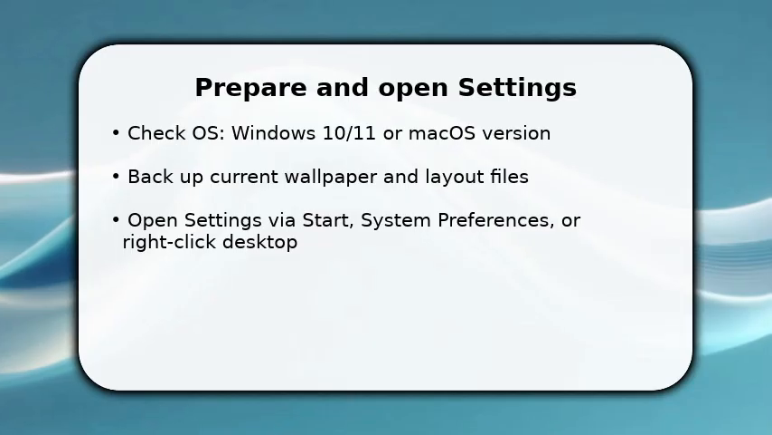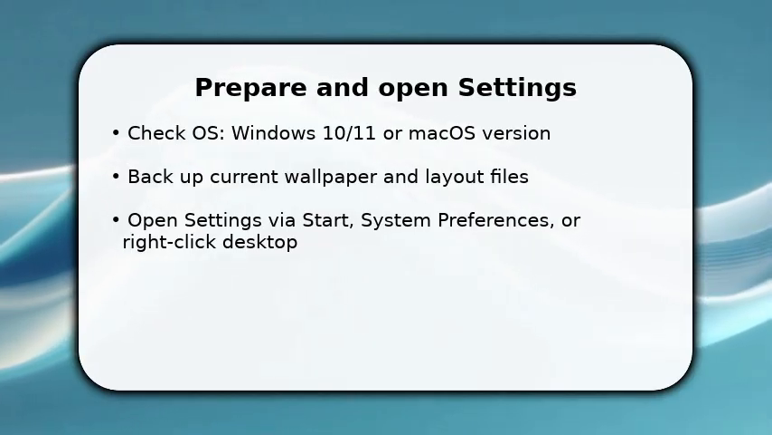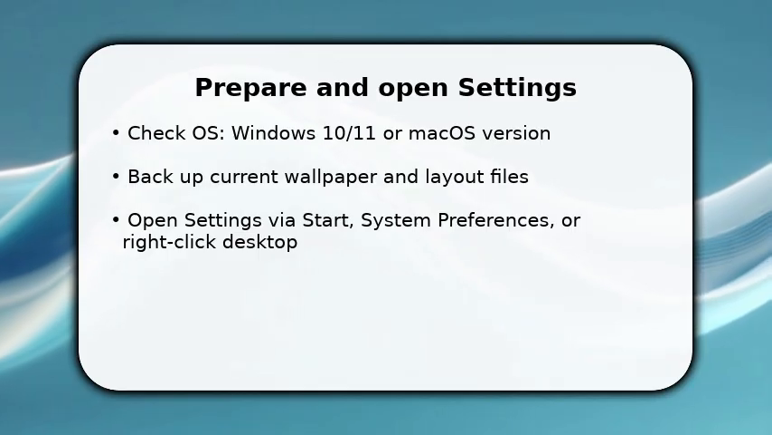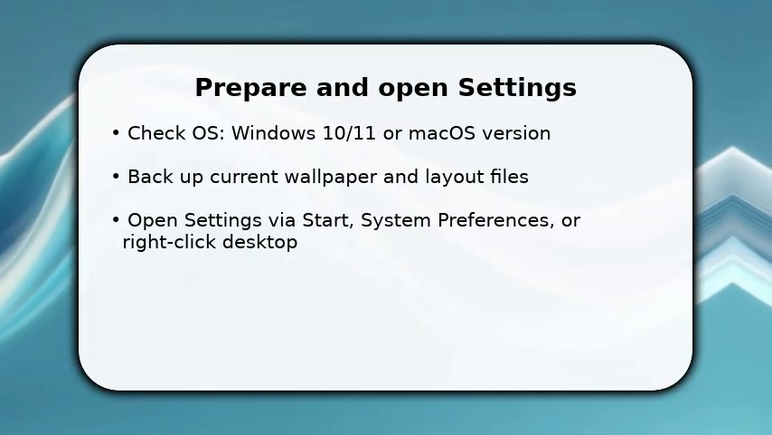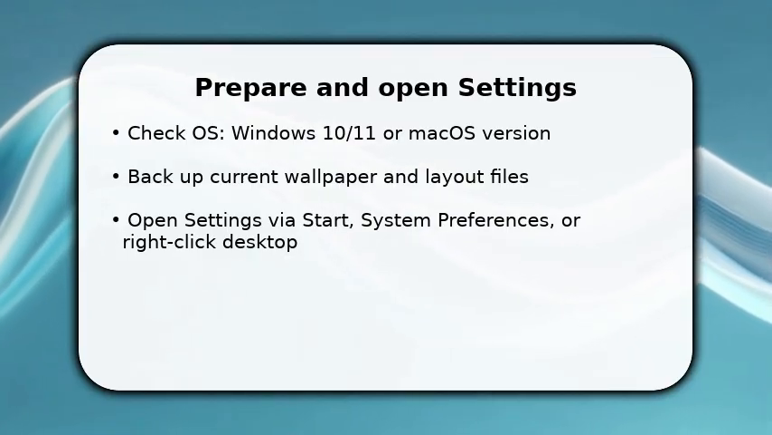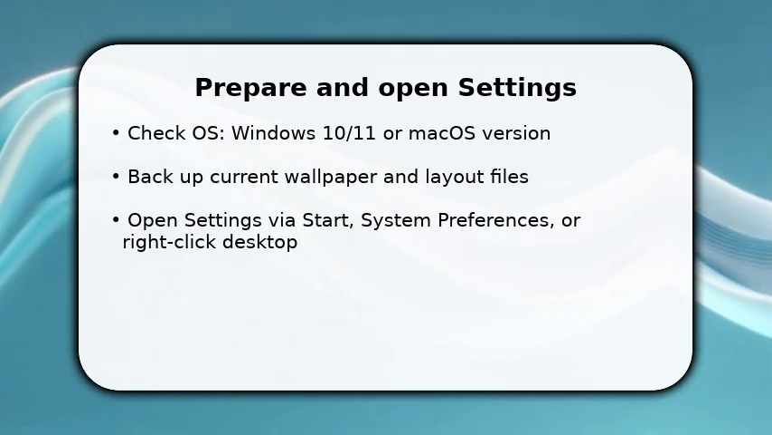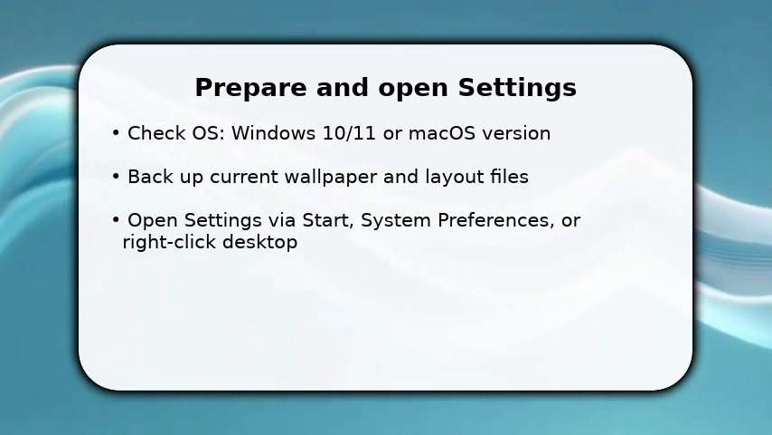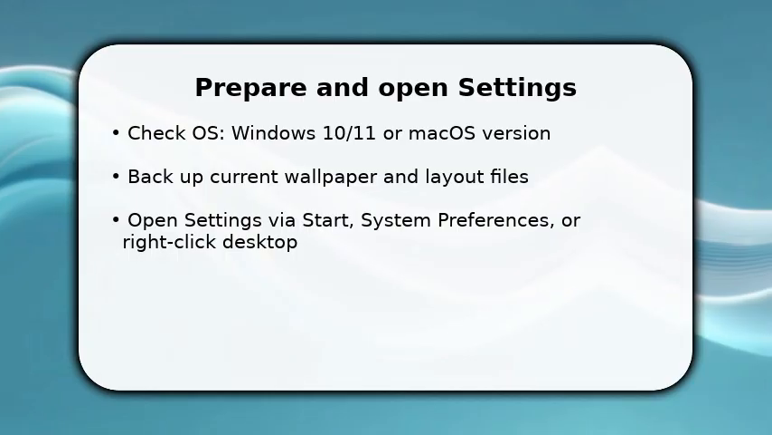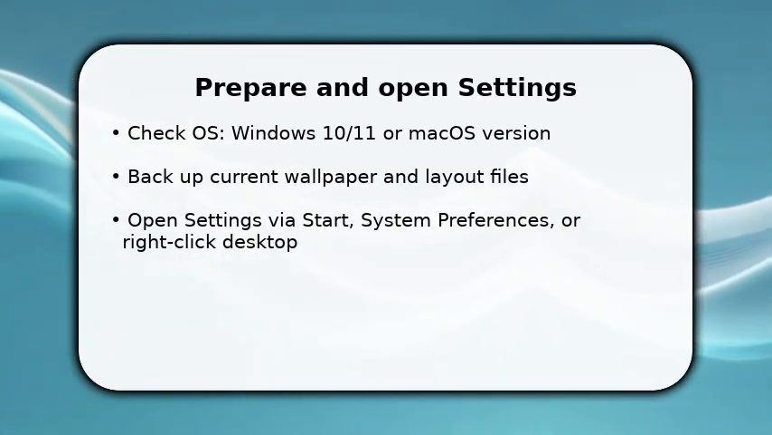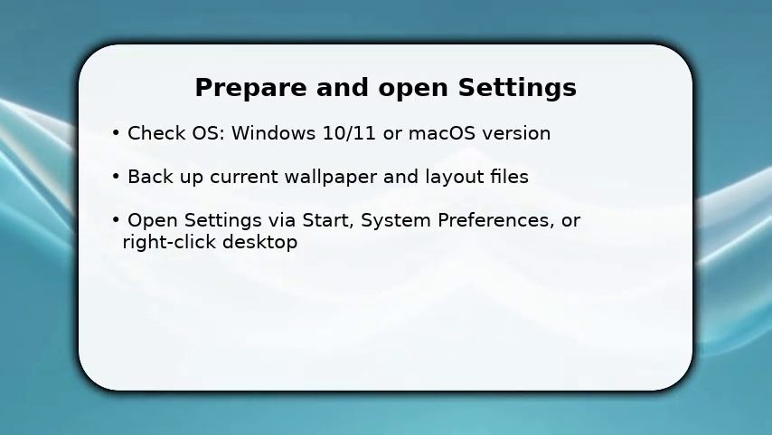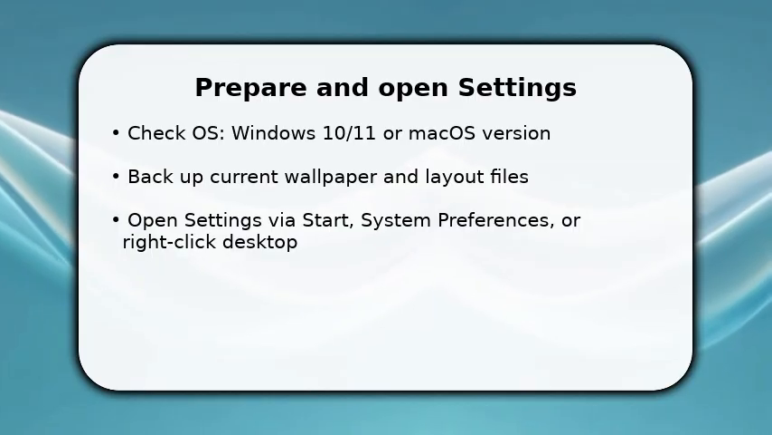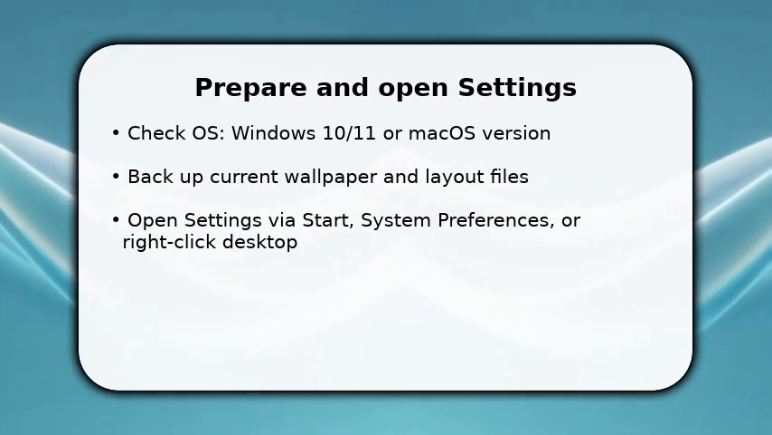You'll start by confirming your operating system and backing up any wallpapers or layout settings you want to keep. Once done, open Settings. On Windows, use Start Settings or right-click the desktop. On Mac OS, use System Preferences. Make sure you have the image files available or the folder path memorized, because you'll point the system to those files next. This prepares the environment and avoids interruptions when replacing backgrounds or adjusting home screen elements.